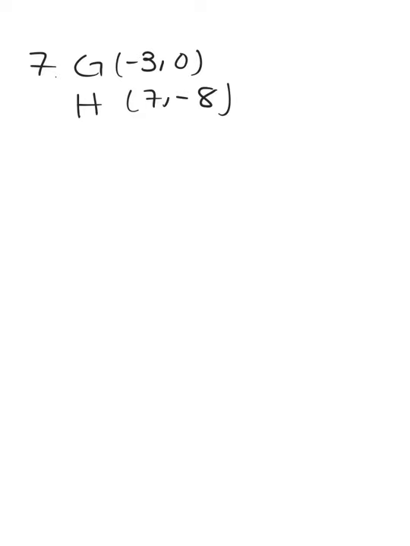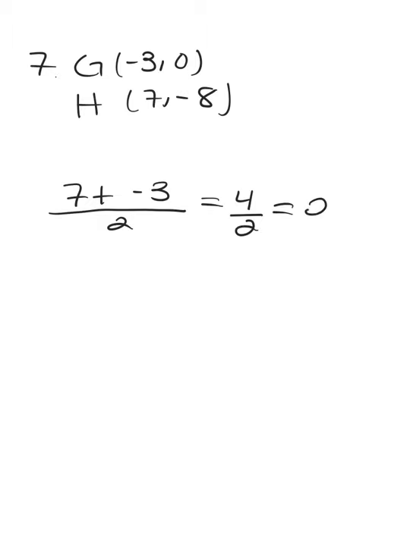The formula is x plus x. Yes, right. You add the x's together. If you're finding the midpoint, it's in the middle, so you're going to add the x's together, and then you divide by 2. So that's 4 over 2, which is 2.